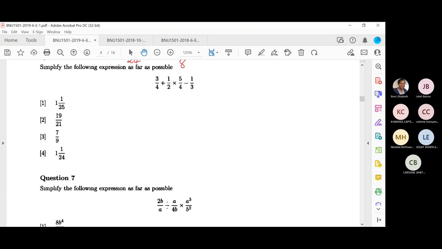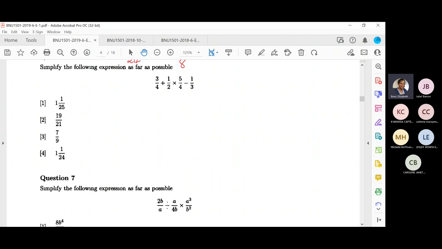BODMAS rule: multiplication, addition, and subtraction. So multiplication comes before addition and subtraction. Therefore, I'm going to solve first the fractions where they are multiplying before I can do the addition. Then I will be left with addition and subtraction. The BODMAS rule says they both have the same priorities. Therefore, I'm going to work from left to right.